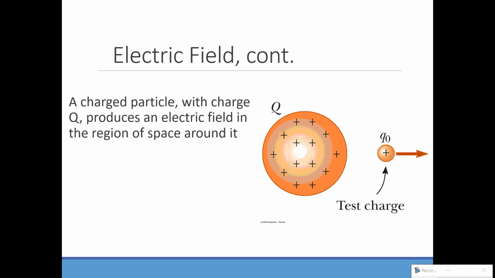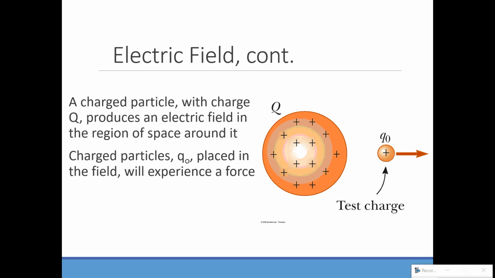If we were to put a second charge in the area, this is represented by the lowercase q to the right of the bigger sphere. That charge will feel a force due to the presence of the original charge. This force is due to the electric field at that location. So we need some way to quantify for an area of space around a charge how much force will be felt by various charges on there.